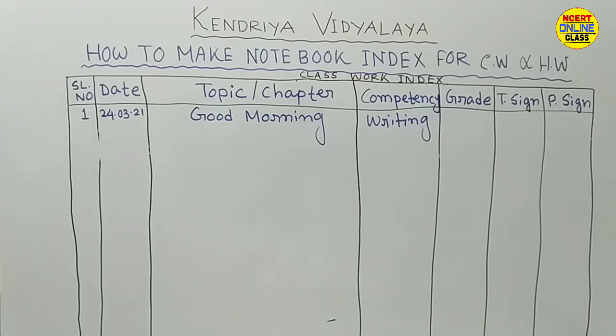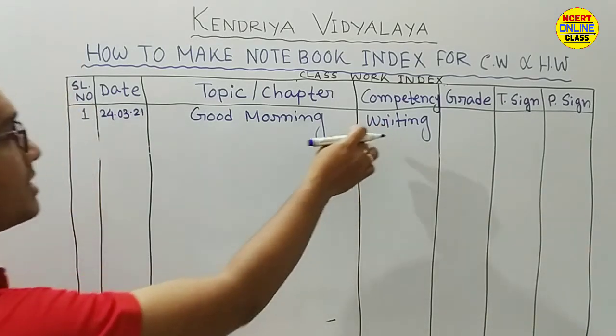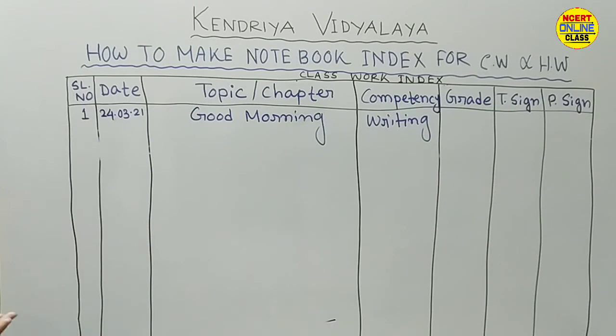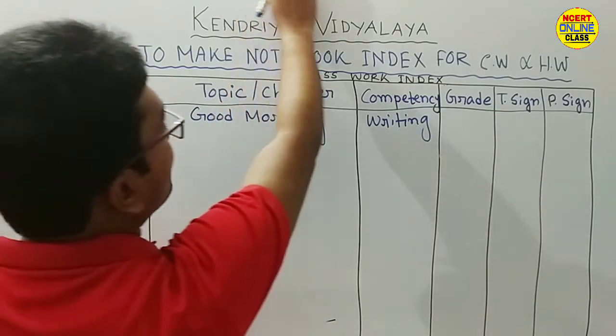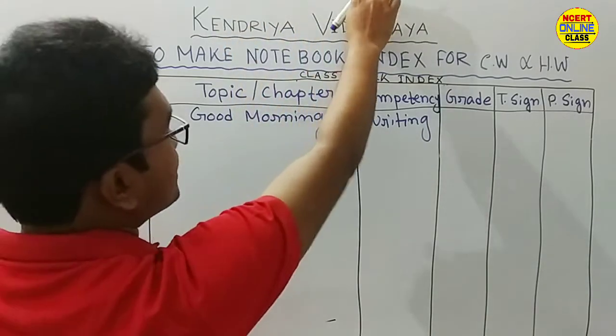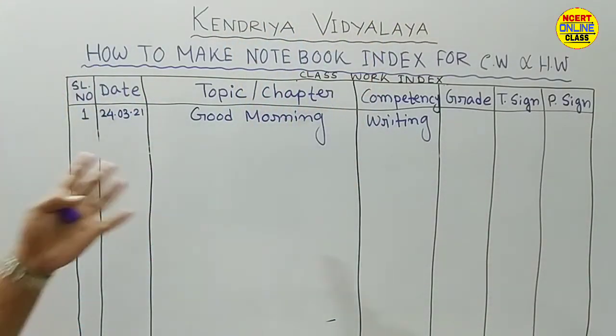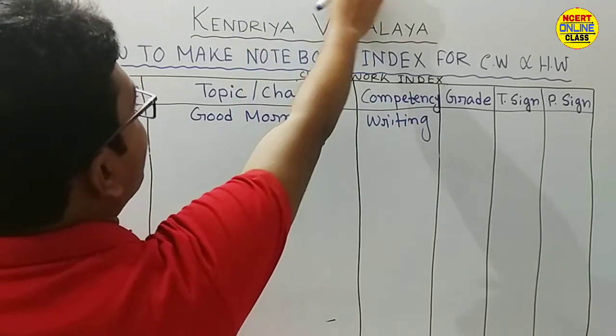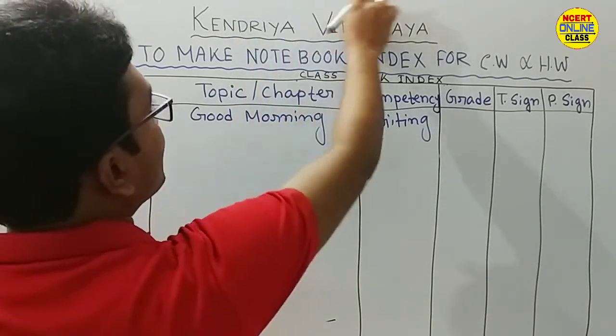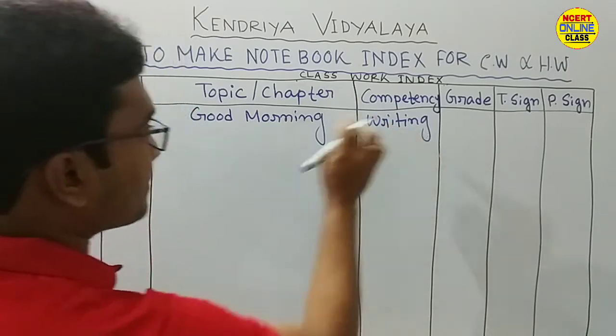But how can you fill this up? How do you know the competency, writing or grammar or whatever? Your teacher will start the class. Teacher will write here the topic and then the competency. Because you know that when I take class, I will write here every day the topic at first, then the competency. You need to follow the board and then fill this up at first.